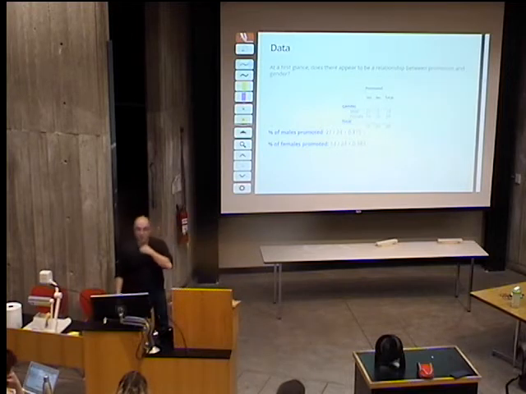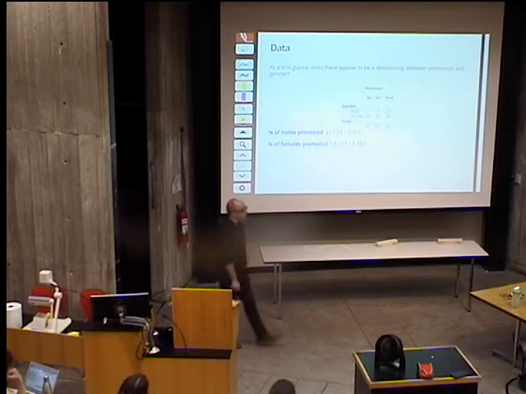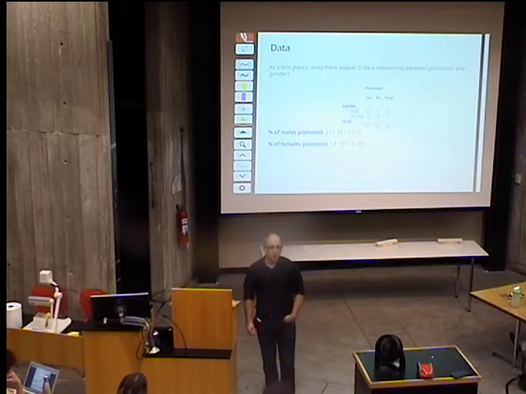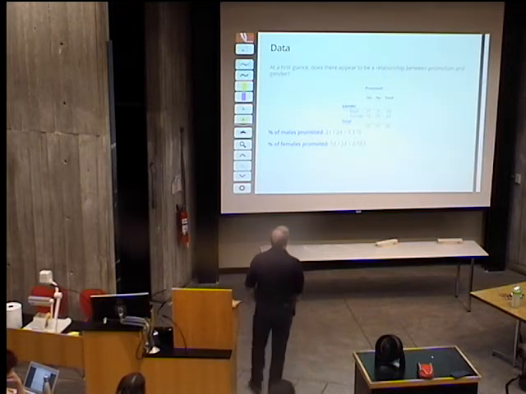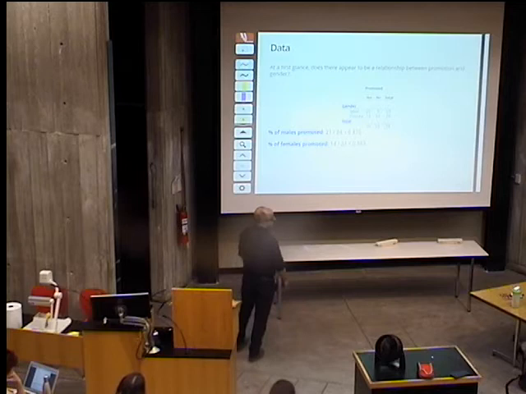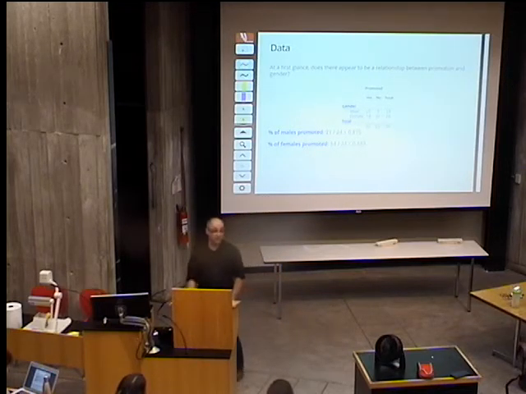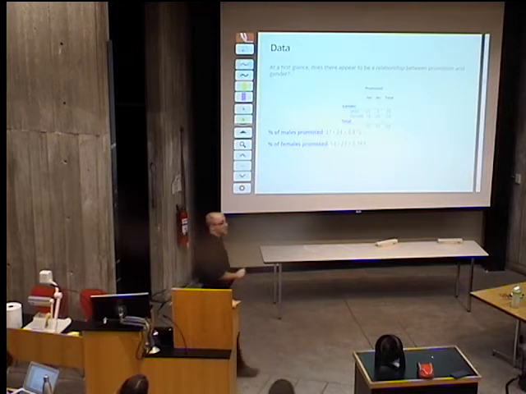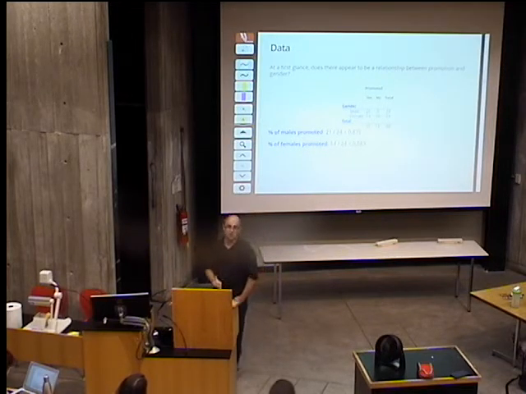48 files. Of the 24 bank managers who were given male files, 21 said, yes, this is a good candidate for promotion. I would promote this person. 3 said no. For the 24 bank managers randomly assigned the female files, 14 said yes, and 10 said no. So the percentages, again, we convert to a metric where we can compare apples to apples. 87.5% of the males were promoted, and 58.3% of the females were promoted.